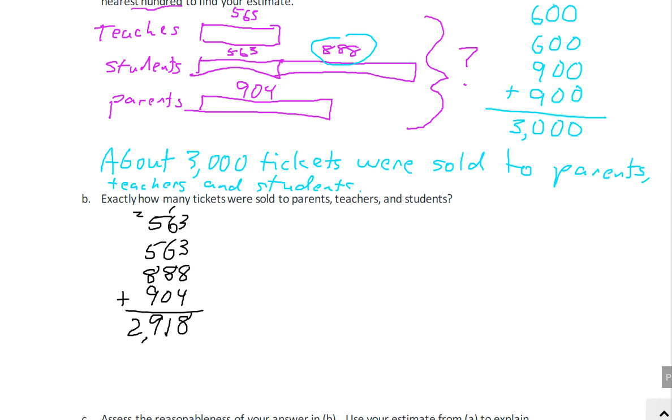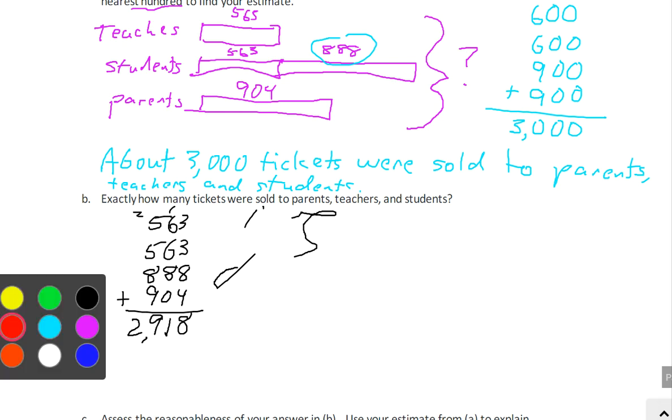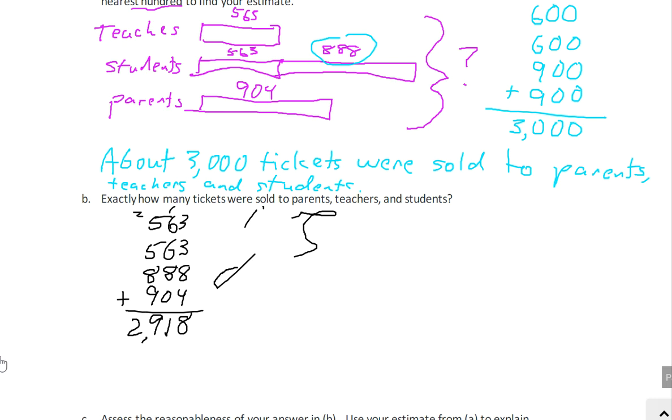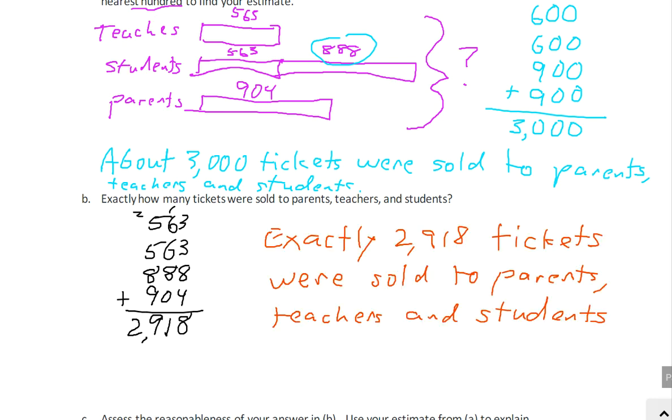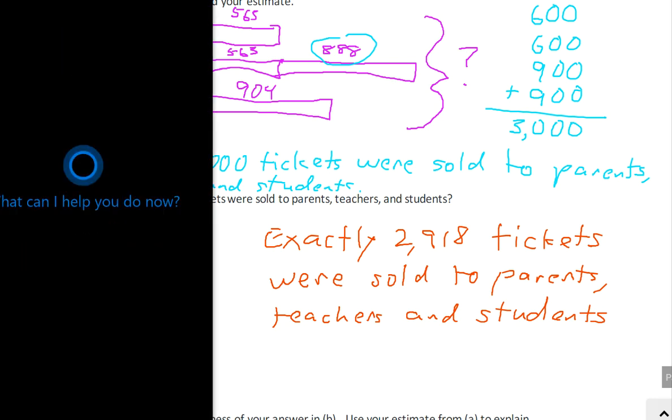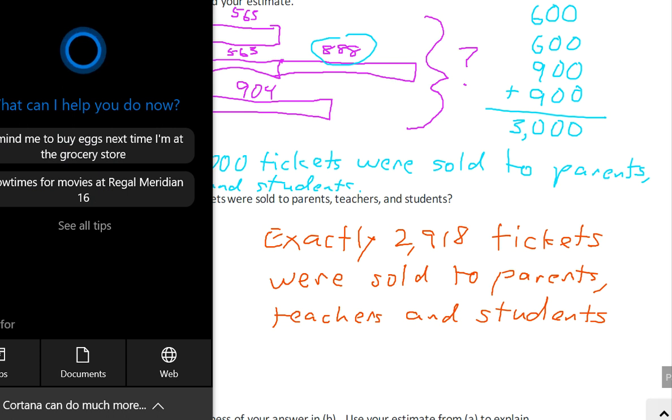So exactly, oops, here we go again. Uh-oh, we got a problem here. Hold on, hold on. All right, so exactly 2,900 tickets were sold to parents, teachers.